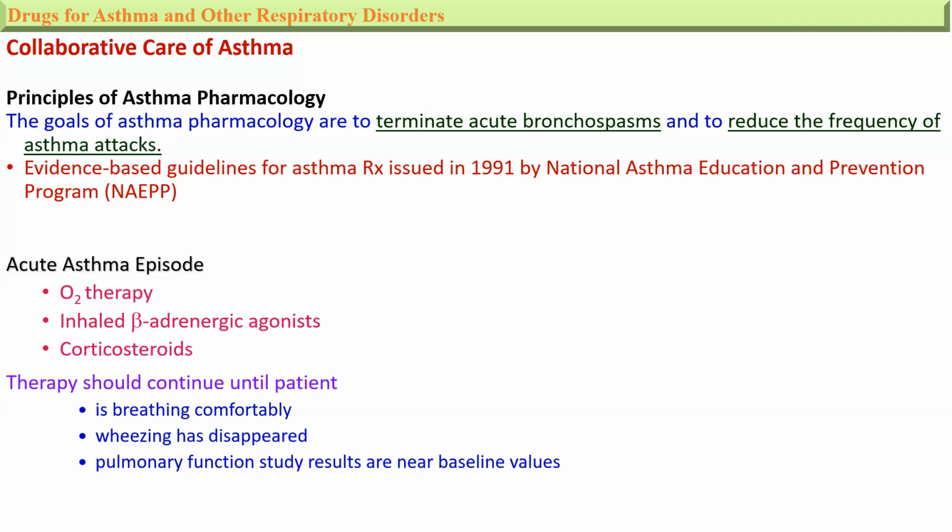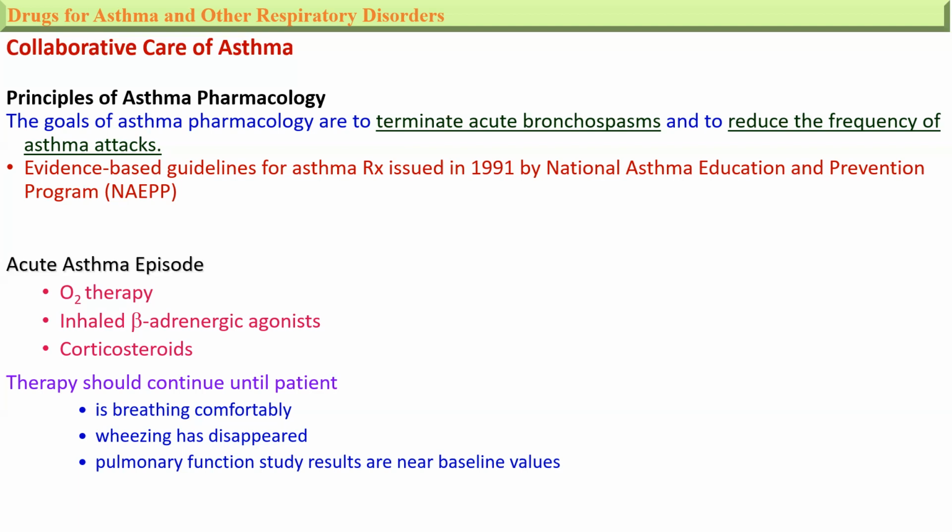So we have a protocol or guidelines provided by the National Asthma Education and Prevention Program, in which they provide a stepwise approach to asthma control based on the frequency and severity of the symptoms. As patient symptoms worsen, the pharmacotherapy is adjusted accordingly by going to the next step. This provides a national evidence-based approach to asthma management.